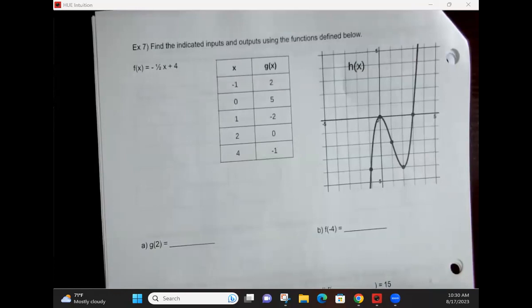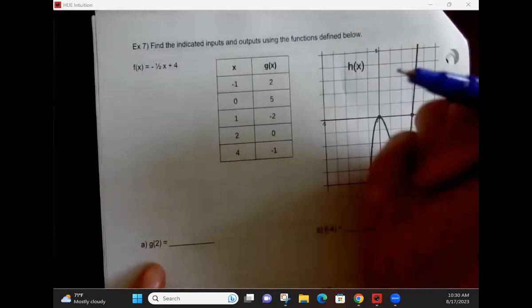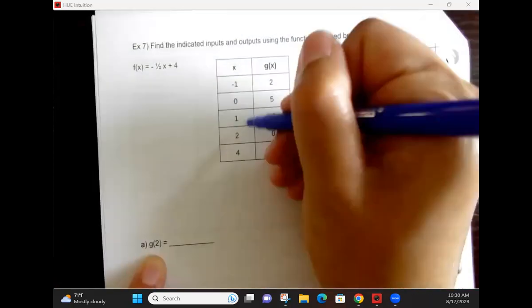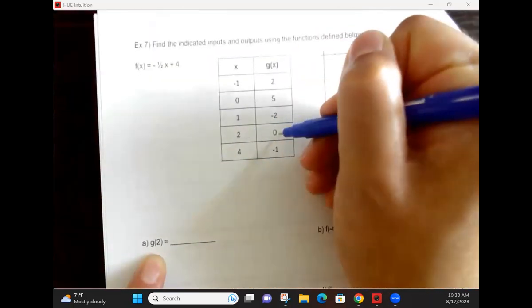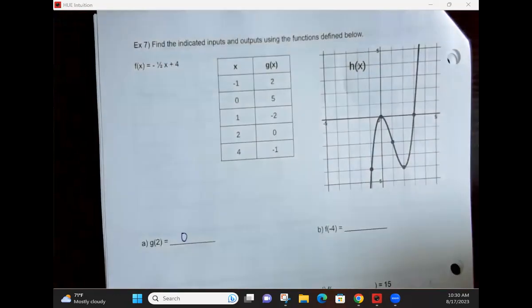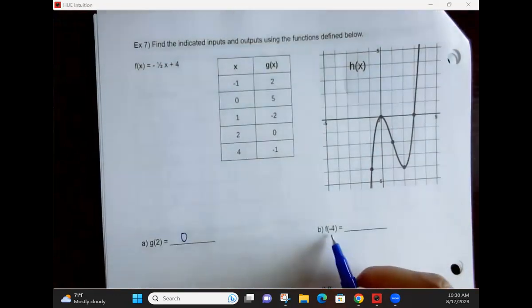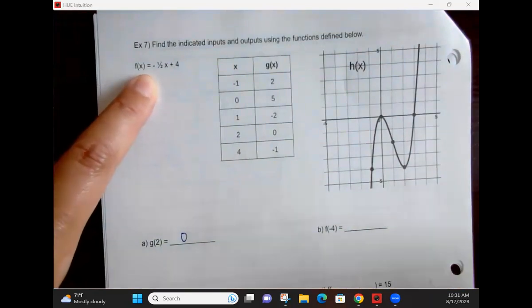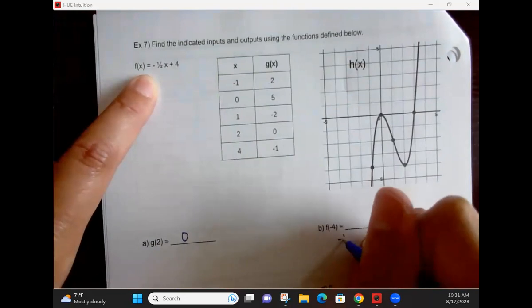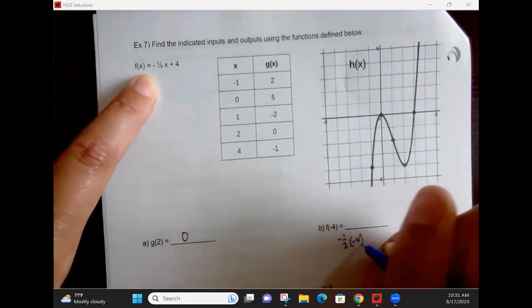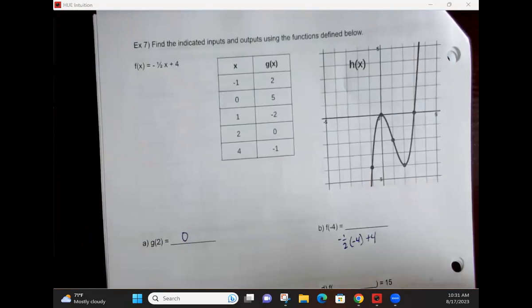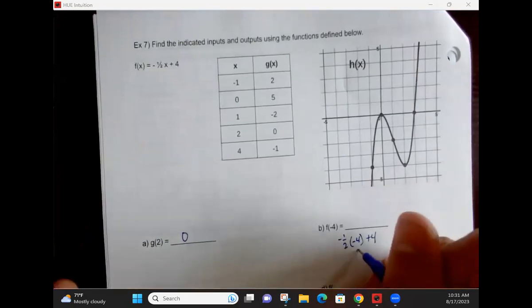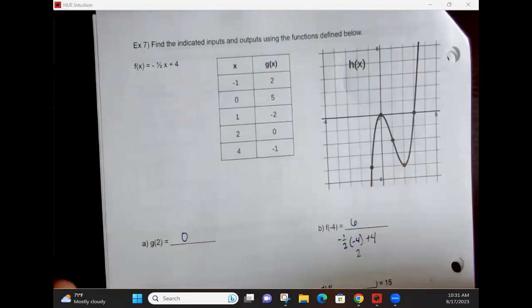Okay, let's take a look at these. For A, g of 2. So first, make sure you identify the correct function. G is our table. And then we have an input, g of 2. So when the input is 2, the output is 0. B, f of negative 4. F is our function. So this is what we did yesterday. I'm evaluating when x is negative 4. So negative 1/2 times negative 4 plus 4. Just make sure you're careful with your order of operations. This would give me positive 2 plus 4 is 6.